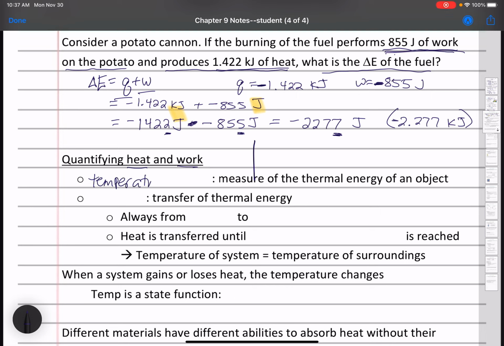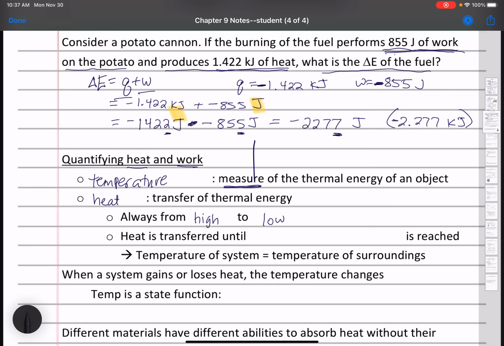So remember, temperature is a measurement. It's a measure of the amount of thermal energy that an object contains. It's a measure of the heat. Heat is also a transfer of thermal energy. And heat always flows from areas of high to low heat.